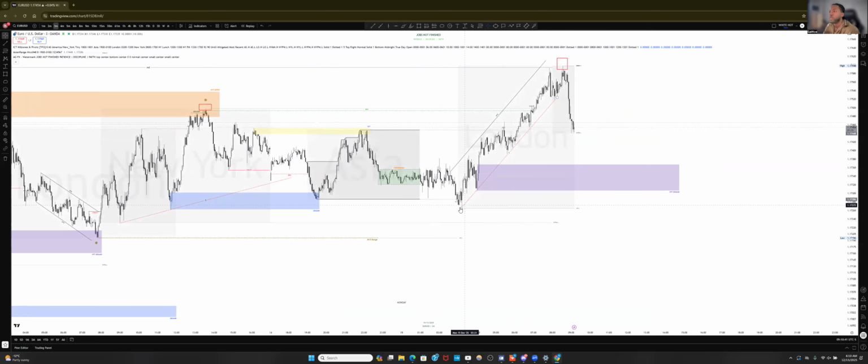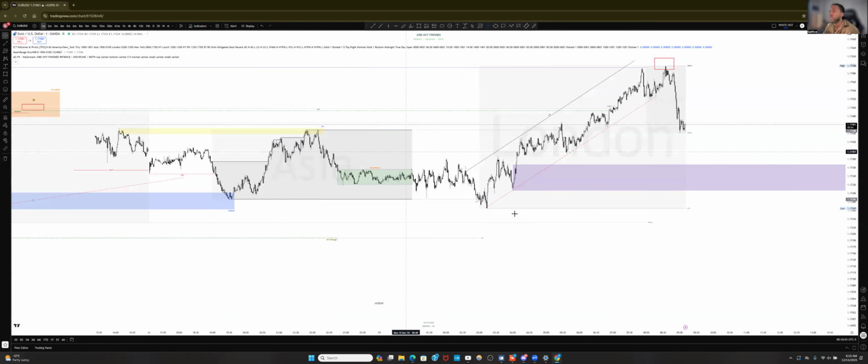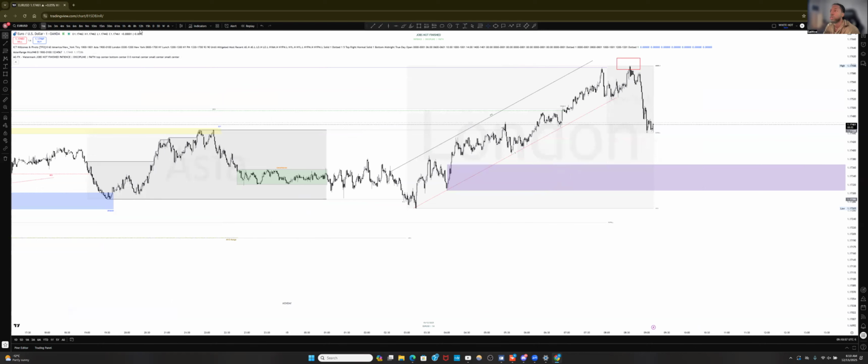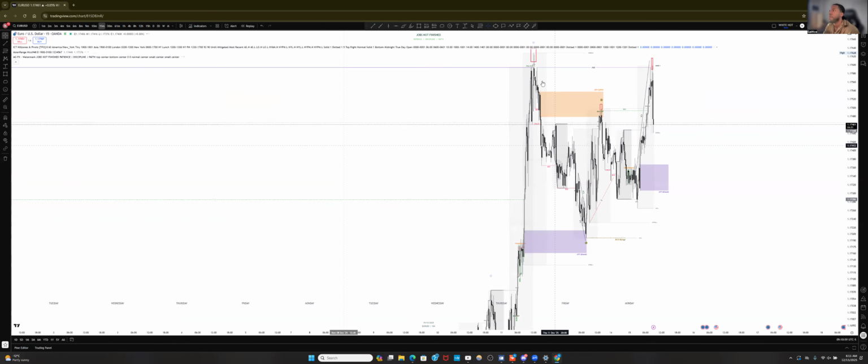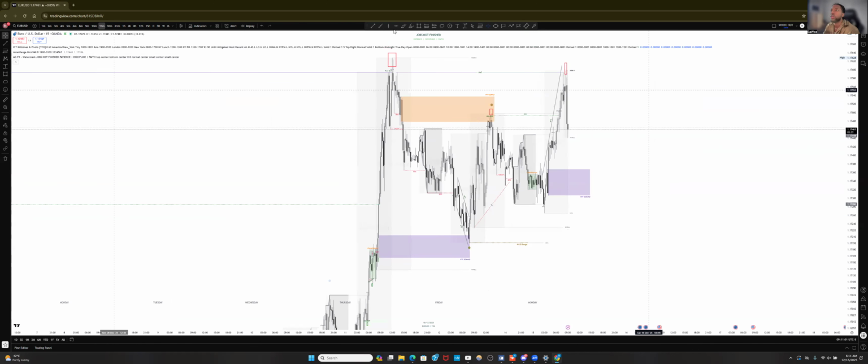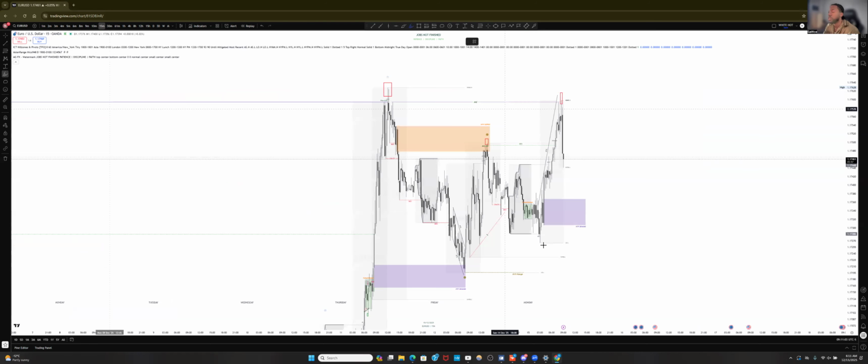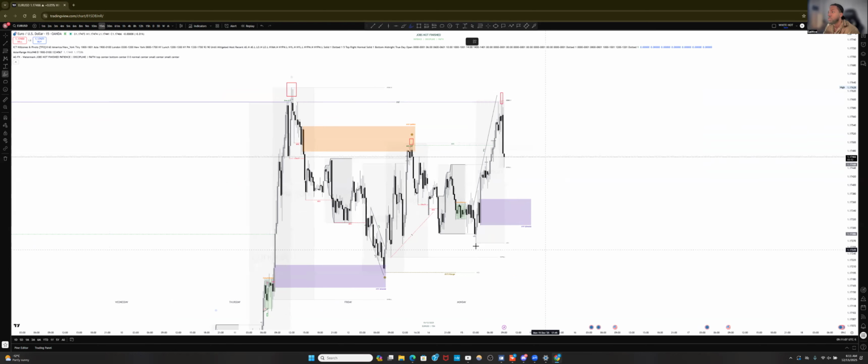As you can see, it had this inducement breakout, changed character, broke structure to the upside right here. Price came up and hasn't returned back to the zone where the change of character and break of structure happened. So we could say potentially, let me go to the 15-minute and mark our structure real quick. So we know these were the two recent structures that we had from this high. Price came to this overall low.